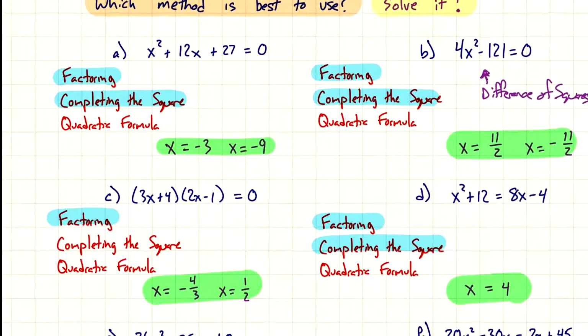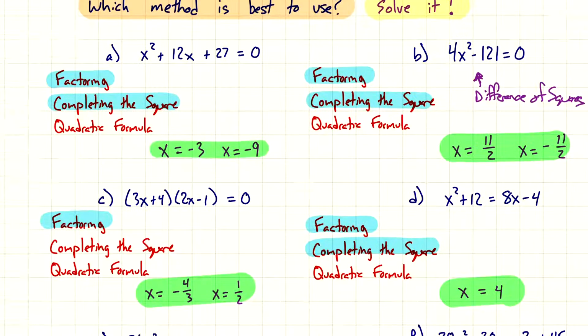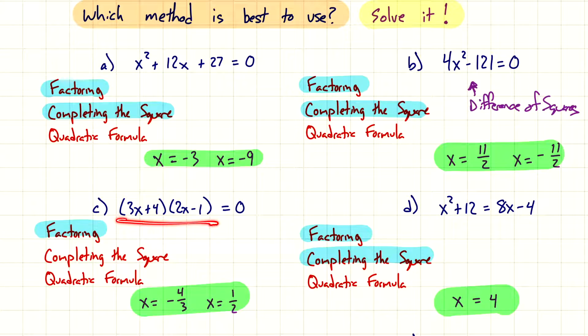All right, and then for C, it's already factored for us. So it's not even in standard form, it's in factored form. So it doesn't make any sense to do anything else besides factoring. So this is already ready to solve. You could set each of these equal to 0, 2x minus 1 equals to 0, and solve. So the factoring has already been done for you, you just have to use zero product property.